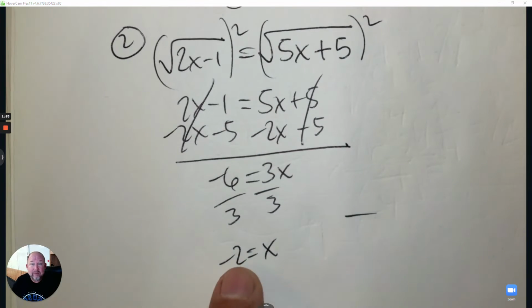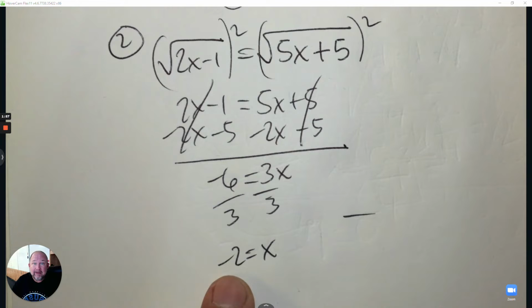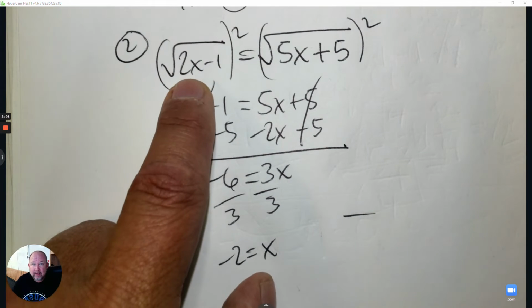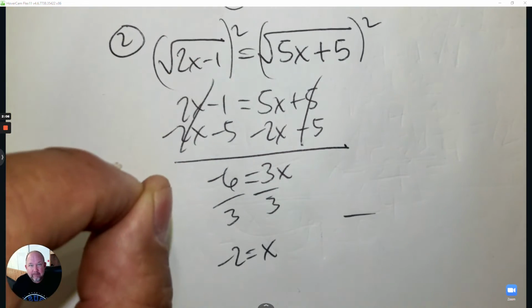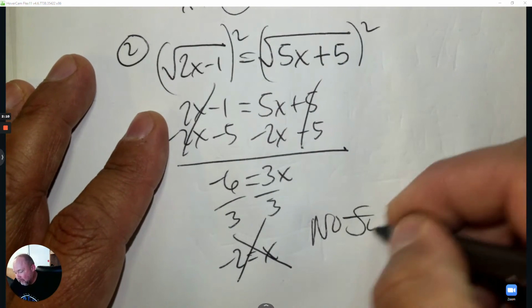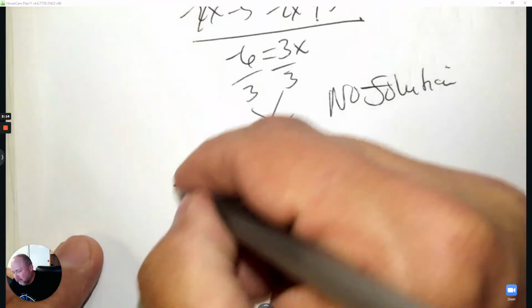Now, just because the answer is negative doesn't mean it's bad or not. We have to try it out. So if I plug negative 2 into the square root underneath the radical, 2 times negative 2 is negative 4. Subtract 1. The square root of a negative number is not defined. So this does not work, and again, there's no solution. I should do an example where there is a solution, right? Let's try one where there is a solution.